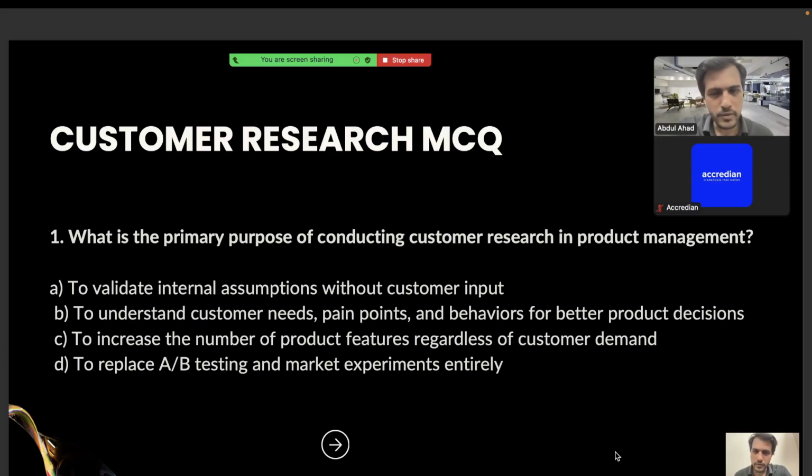What is the primary purpose of conducting customer research in product management? Is it to validate internal assumptions without customer input, or is it to understand the customer needs, pain points, behaviors for better product decisions, or is it to increase the number of product features regardless of customer demand, or is it to replace A/B testing and market experiment entirely? Right. So the right answer is to understand the customer needs, pain points, and behaviors for better product decisions.